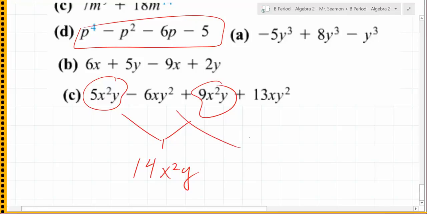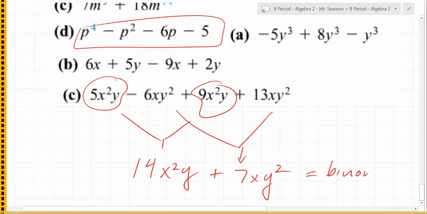And then what about these two? Can these two be combined? What do they combine to be? Plus 7xy squared. So how many terms are there? 2. So what would this be called? Binomial. Exactly. So it's important that you can verbally express them.